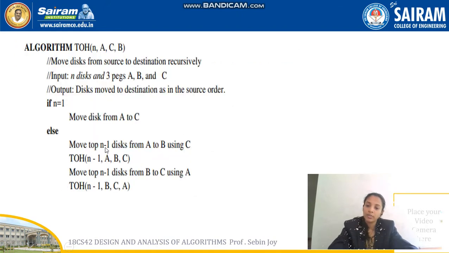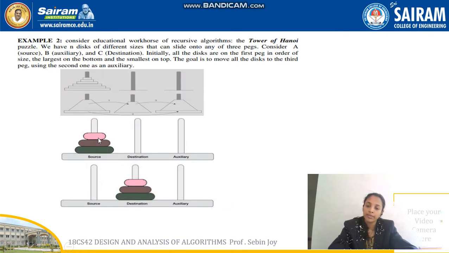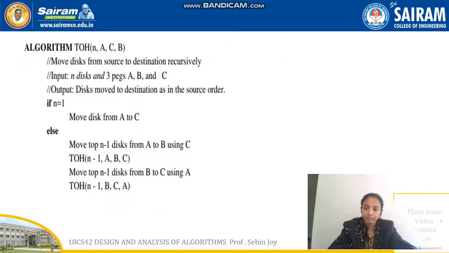Move top. What we will do from here is we will move n minus 1 discs from the top, and we will keep it here. Then we will put this source into the correct position, and from there only we will be moving this one. We have already discussed this in the previous subject, data structures, also the same thing.